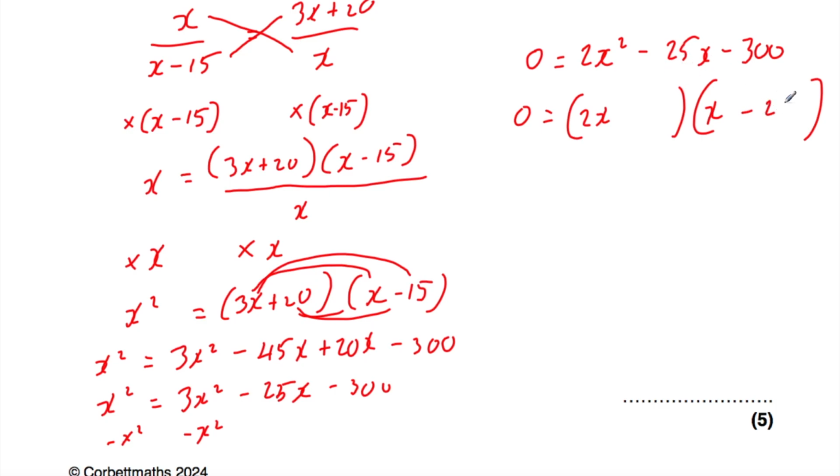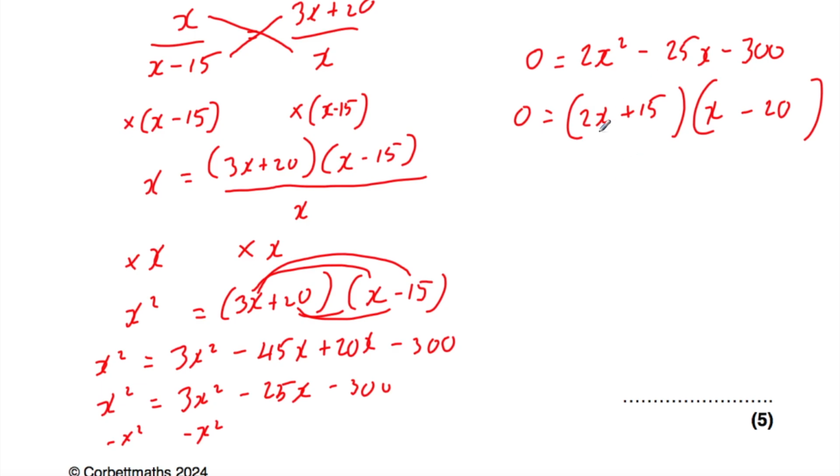I'm thinking if I put minus 20 there and 15 there, let's just see if that works. 15 times minus 20 is our minus 300. Fantastic. 2x times minus 20 would be minus 40x, and 15 times x is 15x. So that would be minus 25x. So that's it with factorizing, we've factorised it. So now let's solve this.